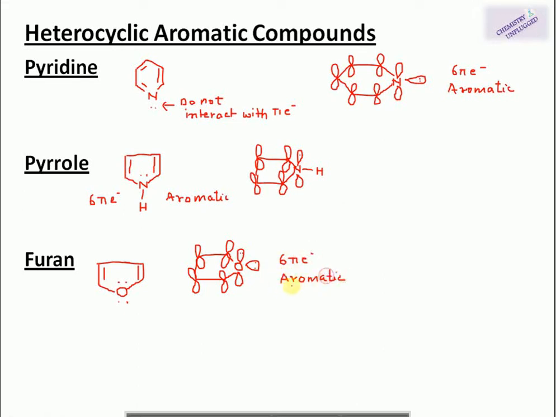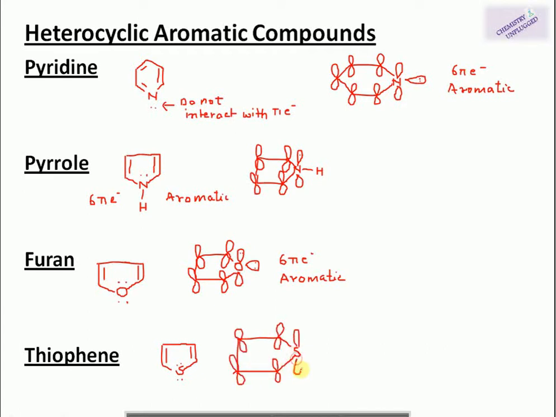Similarly, we have thiophene. The thiophene structure is similar to furan, but we have sulfur in place of oxygen. So its aromaticity is also similar to furan. Only one lone pair is participating in delocalization, while the other pair is present in the plane perpendicular to the p orbitals. So it is only a 6 pi electron system and it is aromatic in nature.